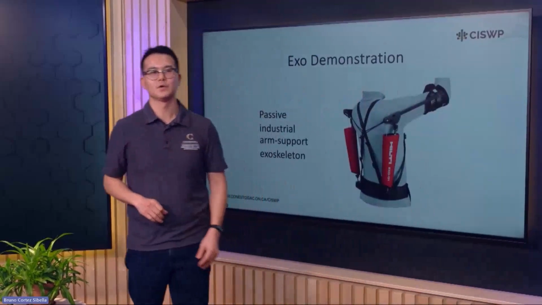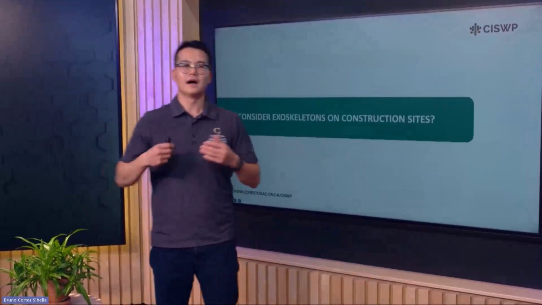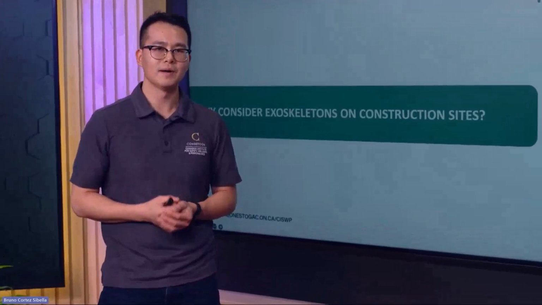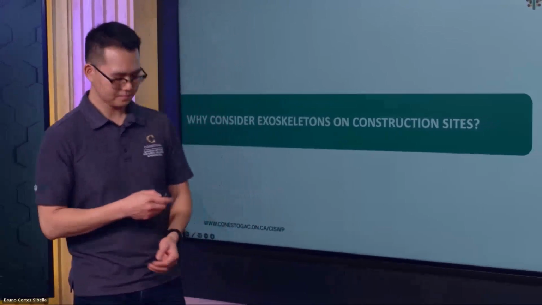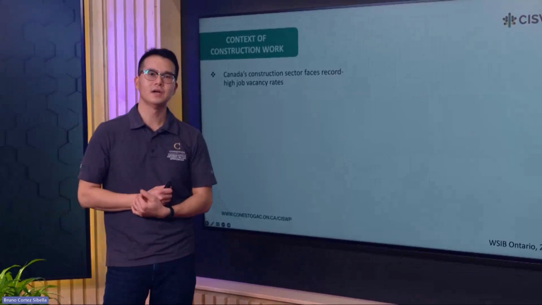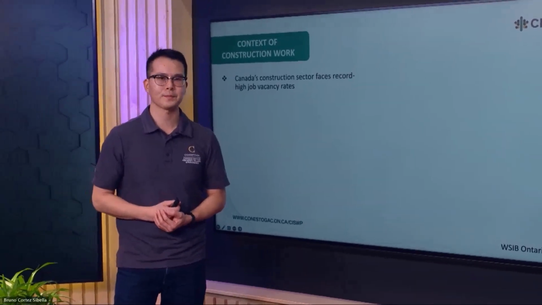Okay, so we've established that there are several types of exoskeletons for various applications, but why might an organization want to implement exoskeletons? What might they want to consider if they're thinking about it? To understand this, we need to first look at the context of construction work.